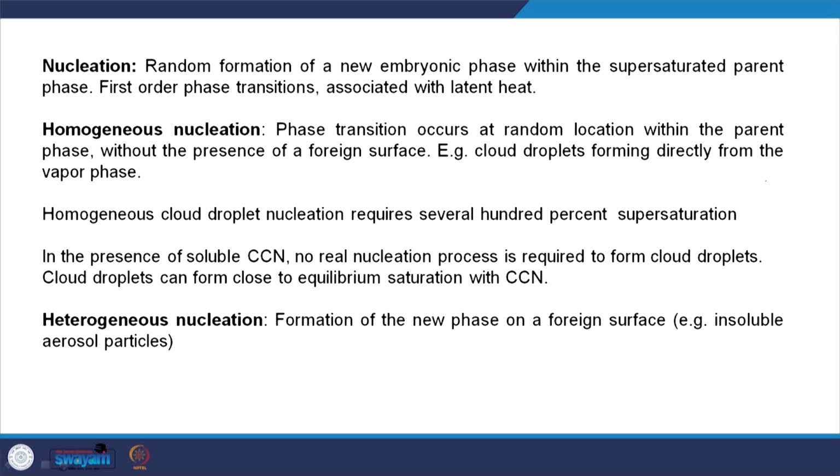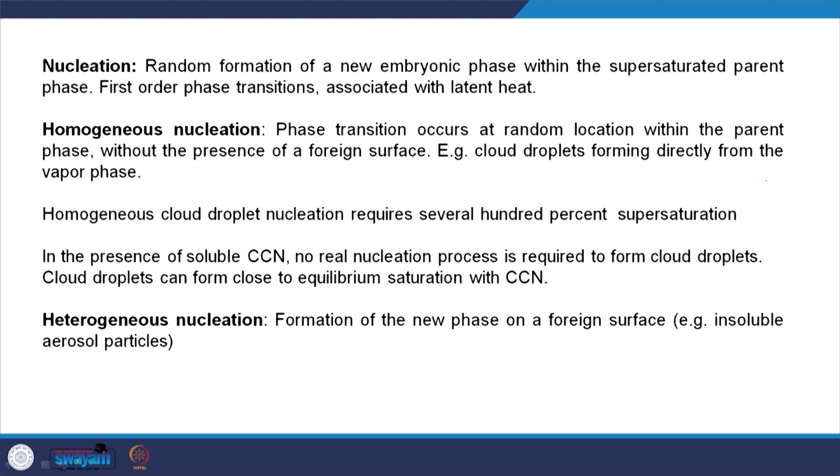Right. Homogeneous nucleation is a type of nucleation. Homogeneous nucleation is the one without the aid of foreign nuclei, a foreign phase. Phase transitions that occur at random locations within the parent phase without the presence of a foreign surface. Example, the cloud droplets forming directly from the vapor phase.